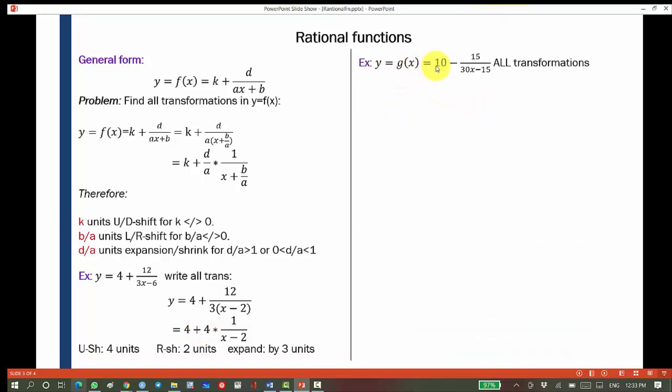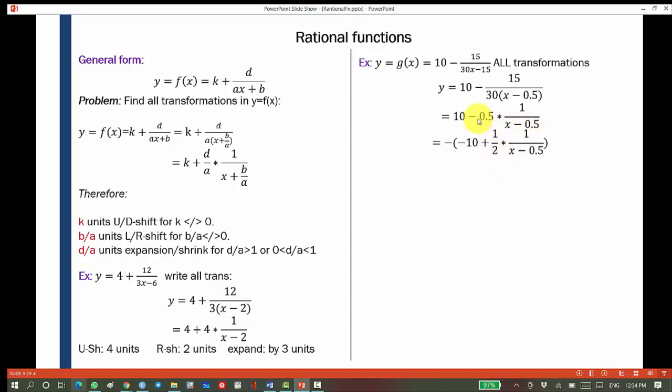Consider g of x, which is 10 minus 15 over 30x minus 15. Again, we start with taking 30 as a common factor. We get x minus 0.5. 15 divided by 30 is 0.5. Then 10, 15 divided by 30 is 0.5 again. Down here we get x minus 0.5 alone.